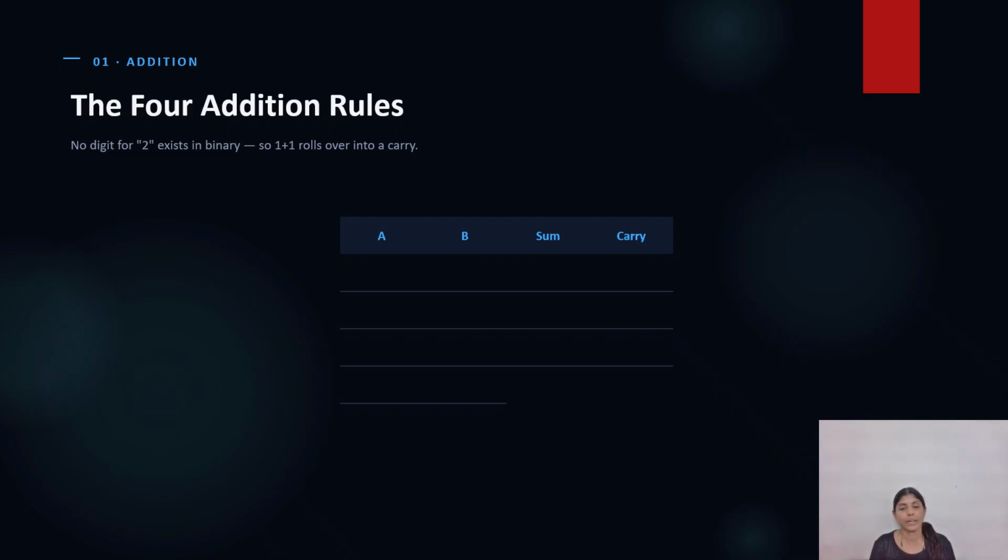So here the inputs are 2, A and B, and you are using binary. How to write it? 2 power 2, 4 values. The 4 combinations are 0 0, 0 1, 1 0 and 1 1. Check here: while adding 0 plus 0, sum is 0 as well as carry is also 0. While adding 0 plus 1, sum is 1 and carry is 0.